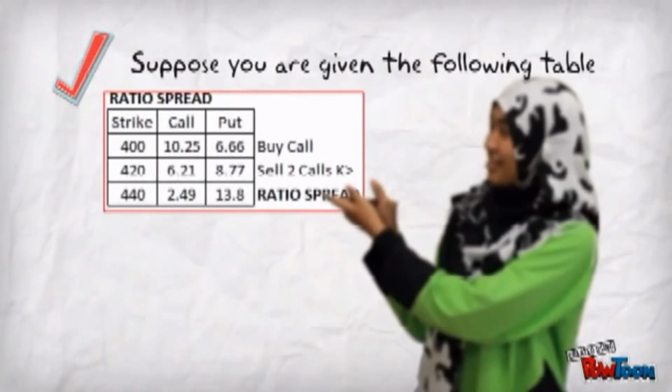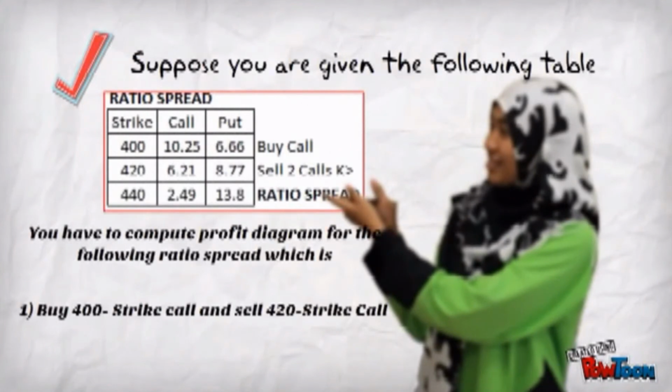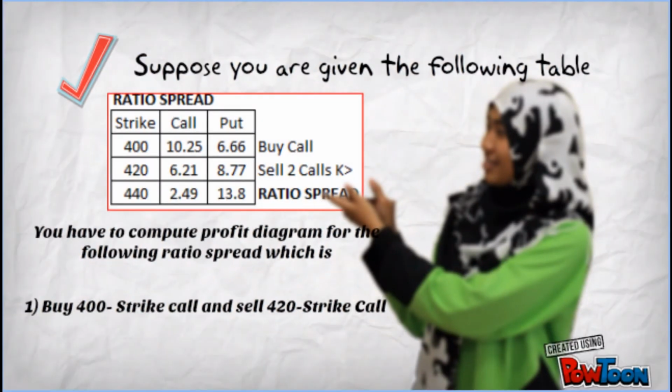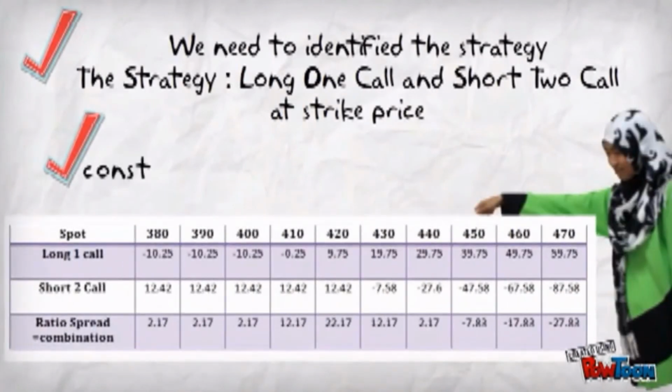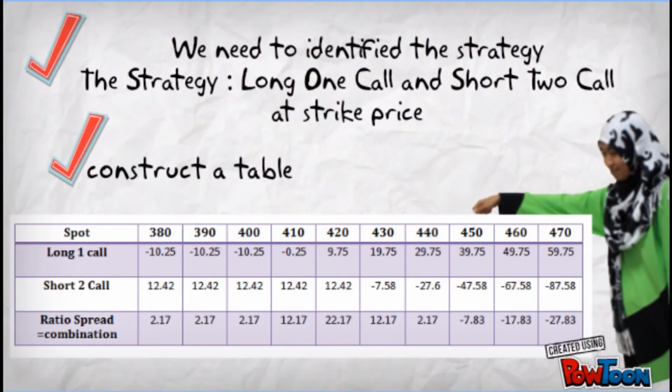Suppose you are given the following table. The question states that you have to compute the profit diagram for the following ratio spread, which is buy 400 strike call and sell two 420 strike calls. For the first step, we have to identify the strategy. The strategy is long 1 call and short 2 calls at the strike price. Then, we go to the second step, which is to construct the table. Before we construct the table, we need to recall what a call option is.